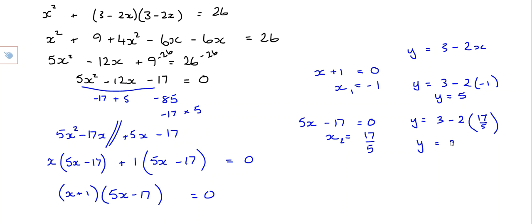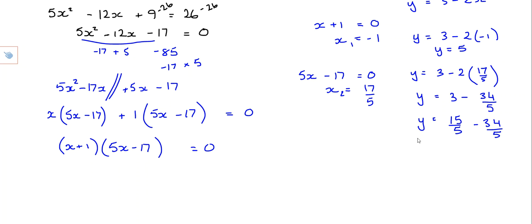So how do we do that? So I've got 3 minus 2 times 17, which is 34. If I was going to do this without a calculator, for instance, 3 over 1, but I want it over 5, really. So then you do 3 times 5. So it would be 15 over 5 minus 34 over 5. Does that make sense? Does that equal negative 19 over 5? It does equal negative 19 over 5.